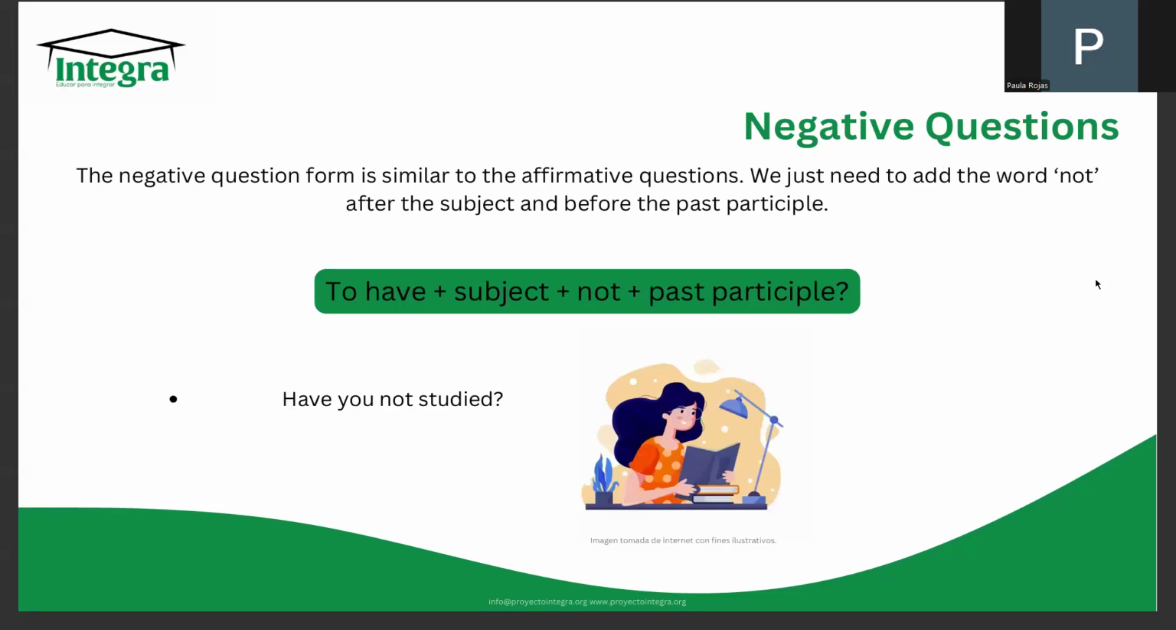And then we can make negative questions, which would be the exact same thing that we just read. However, we add the word not. We add it right after the subject and before the past participle. That making to have plus subject plus not plus past participle. For example, have you not studied? That would be to have plus you is the subject plus the word not plus lastly study in the past participle form, studied.